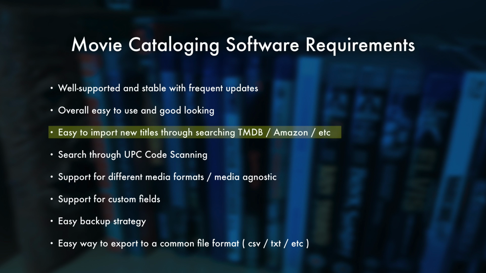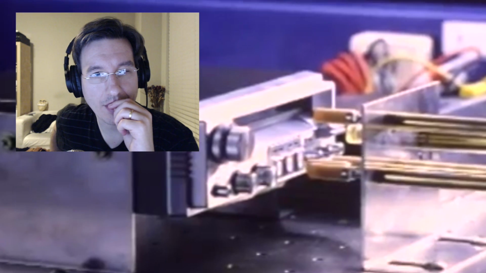So you want to get data into the app as easily as possible. Many database movie cataloging apps, you don't have to enter everything manually. You can enter in a title, and it will pull all of the data down from TMDB, the movie database, which is kind of like an open source version of IMDb, the Internet Movie Database, or it'll pull down all the information from Amazon. UPC code scanning. Now, this is cool.